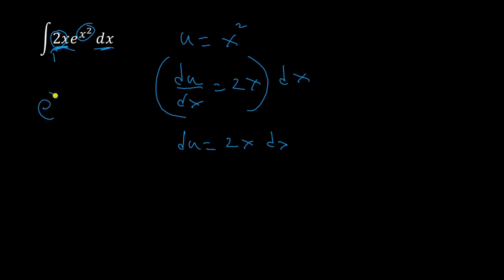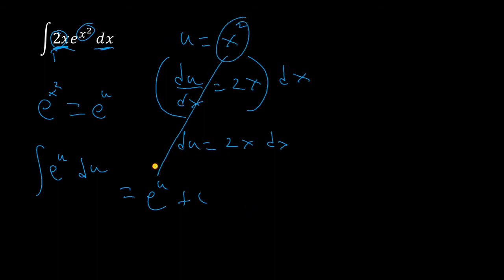And then the e to the x squared, since u is equal to x squared, this is just e to the u. Therefore, we now have the integral of e to the u, and the 2x dx got replaced by du. This is something we can solve, and it is equal to e to the u plus c. And in the beginning, we set u equal to x squared, so now I need to replace the u with x squared, giving me my final answer of e to the x squared plus c.